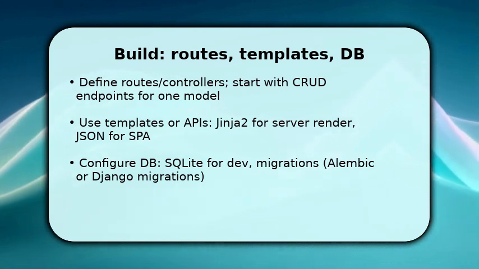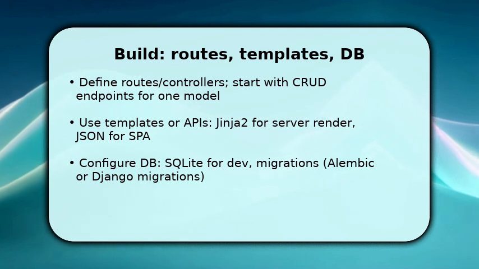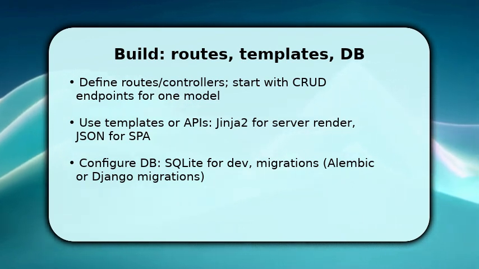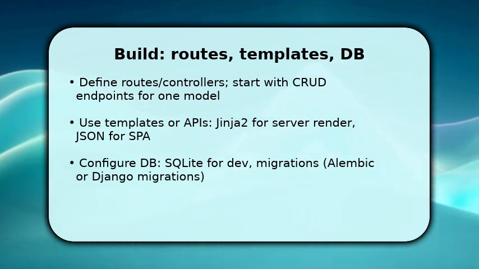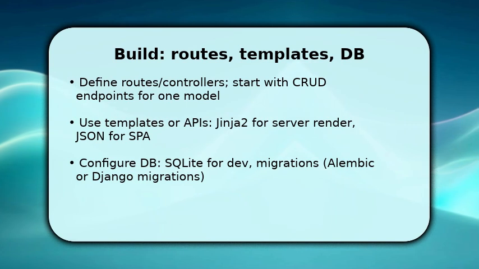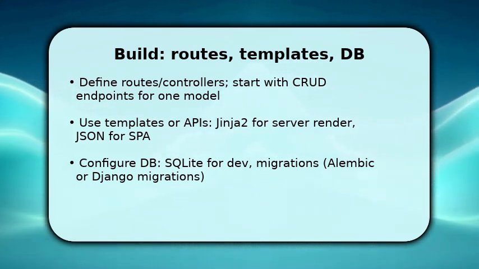Next, configure your database. SQLite is fine for development, and set up migrations with Alembic or Django migrations to evolve schemas safely. As you progress, run unit tests for each route and use a linter to keep code clean and consistent. You finish by packaging and deploying.